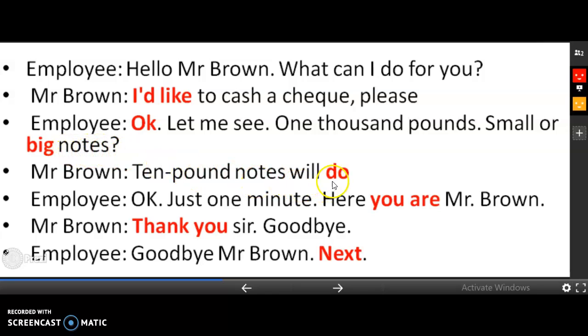Right. The fourth one. £10 notes will do. Is that correct? Yes, correct. Here you are. Is that correct? Yes, correct. Thank you. Is that correct? And then the last one is next. Yes, correct. Yes, that's excellent. Thanks a lot.